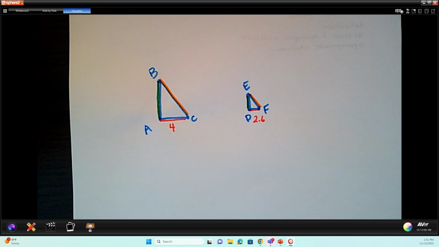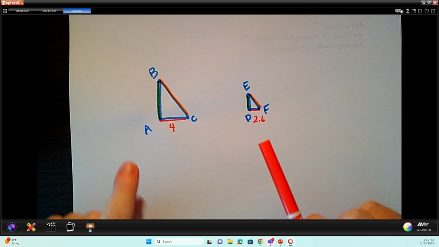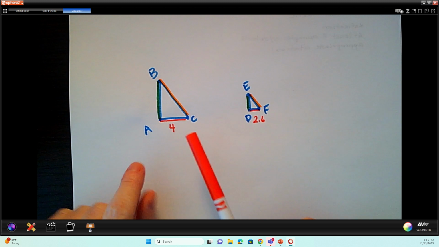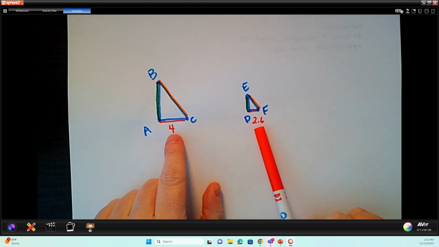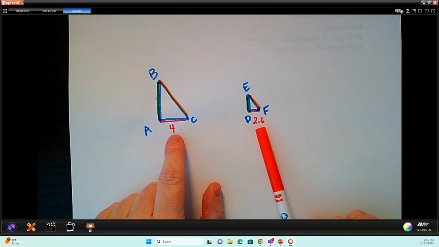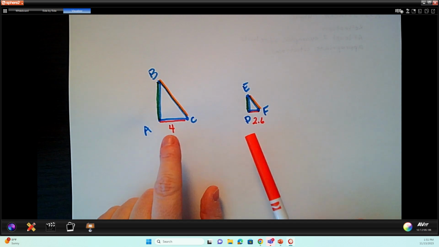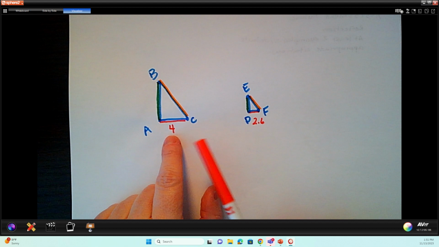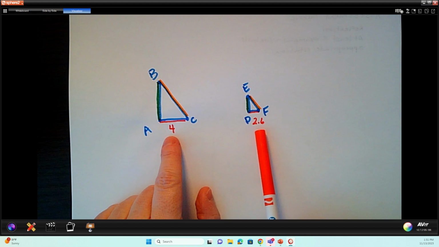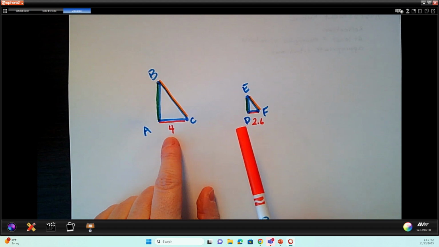Okay, so what we're going to do is see if we can identify the scale factor. We've been doing a little bit of practice with this as well, but I'm going to give you a little bit of a harder scale factor. This one is not times 2, it's not a half, it's not a third, it's a little bit different. So I'm going to show you how you can set up this problem to find the scale factor.